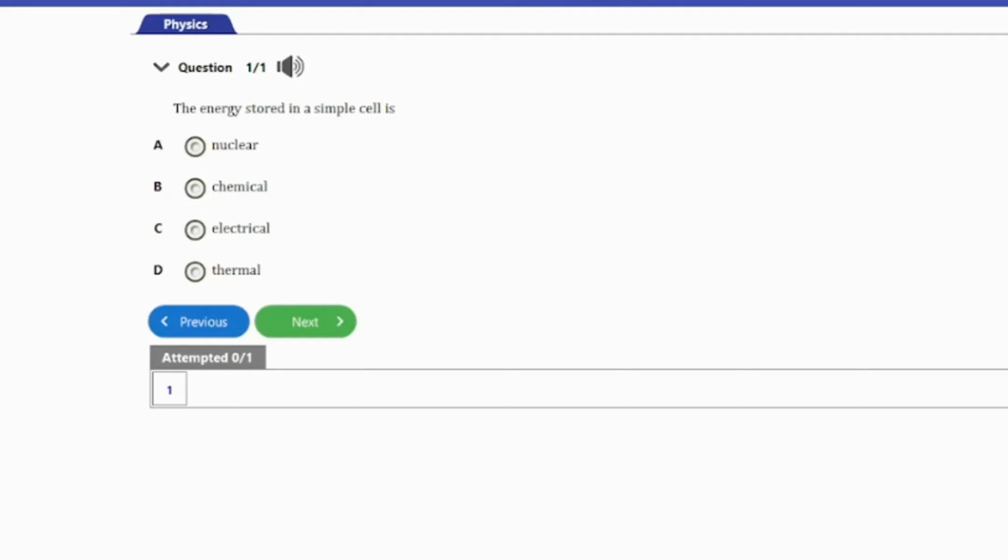It says here, the energy stored in a simple cell is A, nuclear, B, chemical, C, electrical, D, thermal. So guys, the answer to this question is option B here, that's chemical. The energy stored in a simple cell is chemical energy. So it is this chemical energy that is converted to electrical energy during the electrochemical series. So option B is the answer to this question, and that's it for this question, guys.